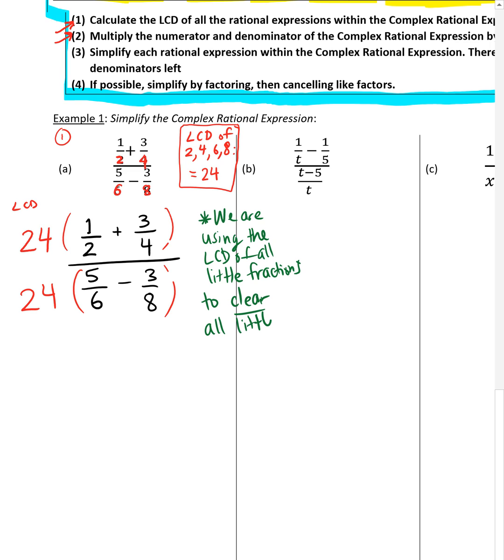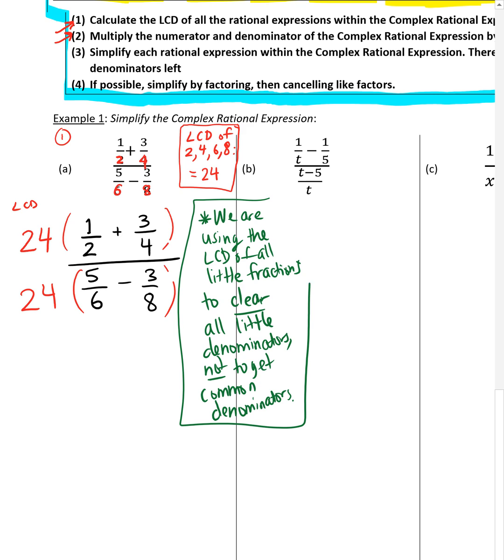To clear all the denominators, not to get common denominators. We don't really care about common denominators. We don't have to deal with that kind of stuff. We're just going to get rid of all the denominators, so it doesn't matter anyway. Alright, and we'll see why it's true that it'll clear denominators.